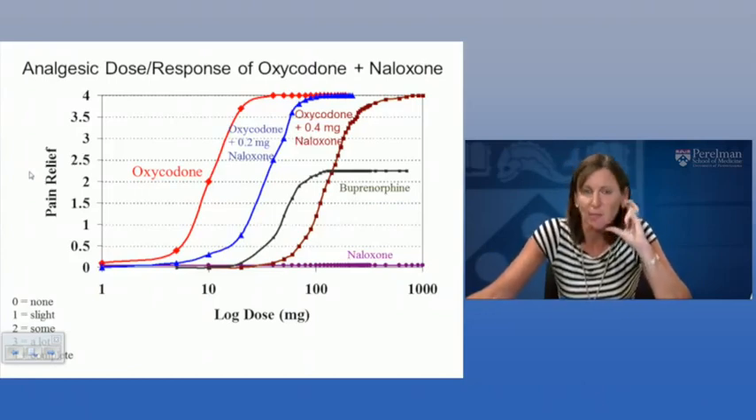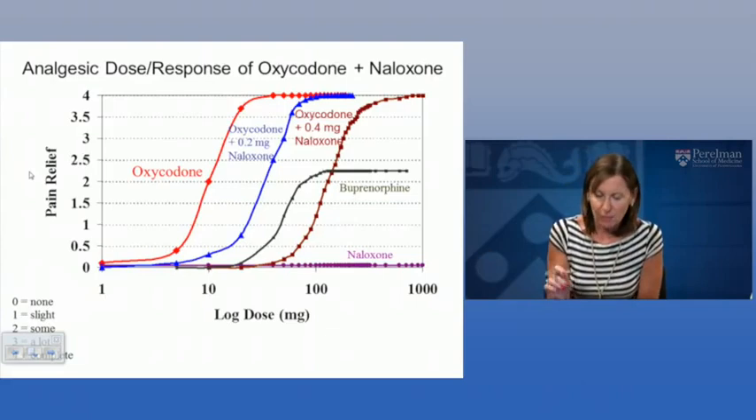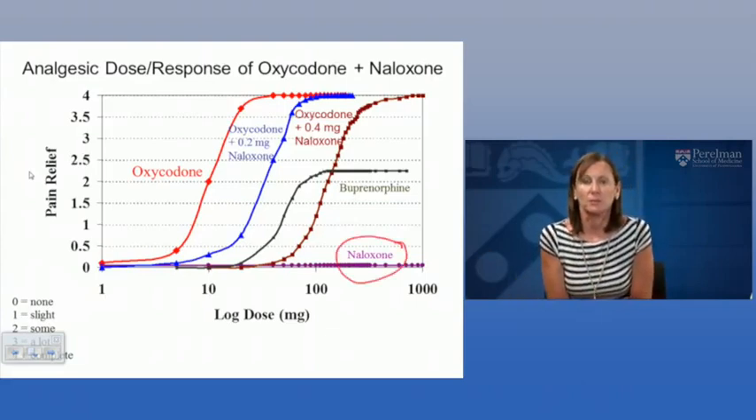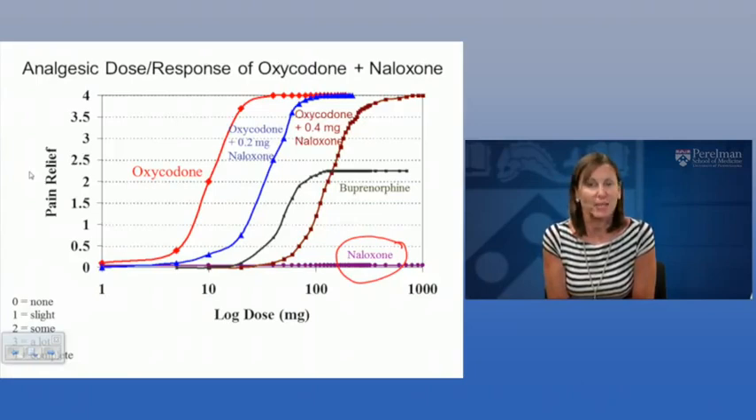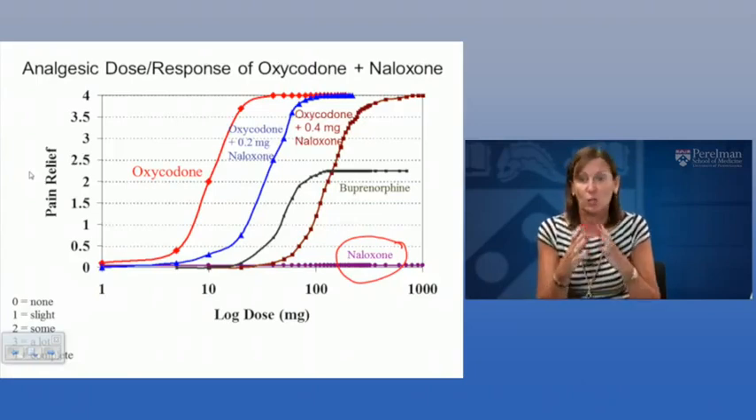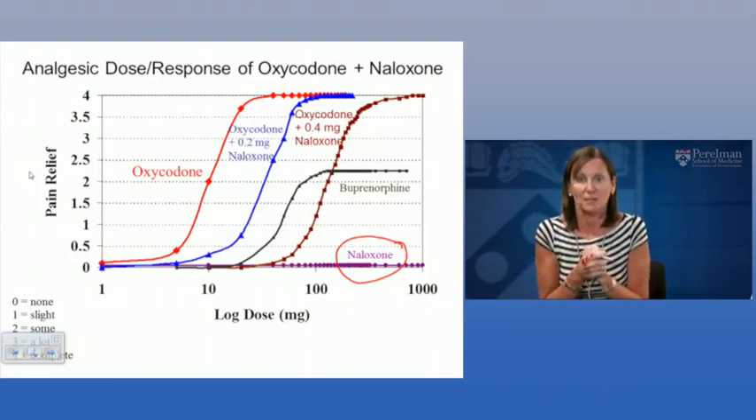Okay, so let's think about this. First of all, what happens if you give naloxone on its own? Well, here, as you see, it's a flat line. It's no dose-response curve. It's an antagonist, but it doesn't have anything to antagonize, so it's not bringing about a response. It's preventing a response, okay?